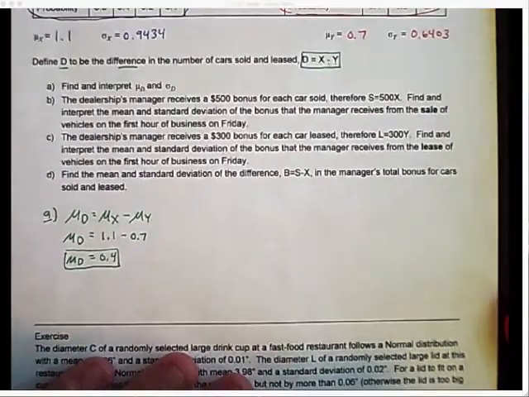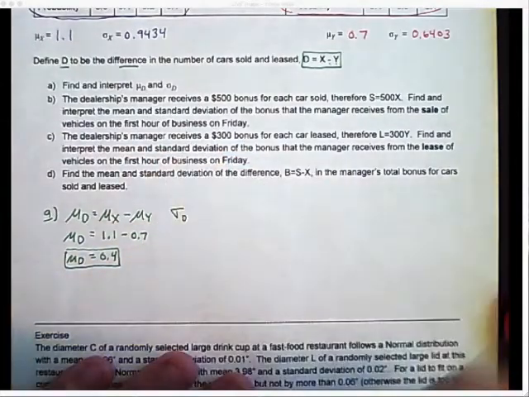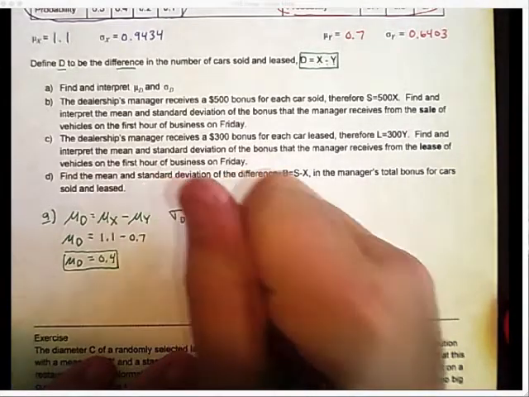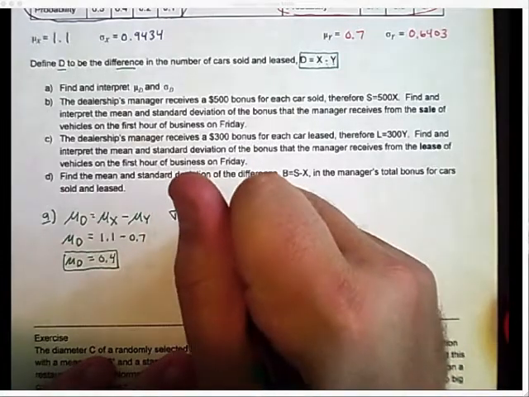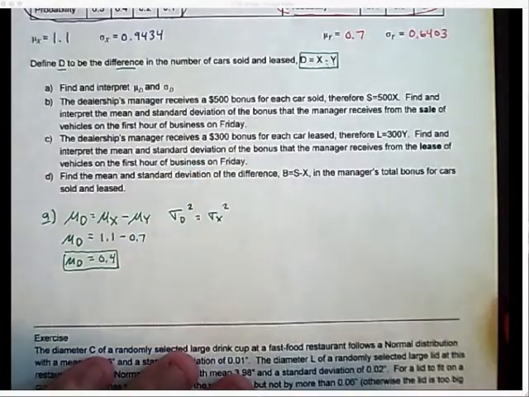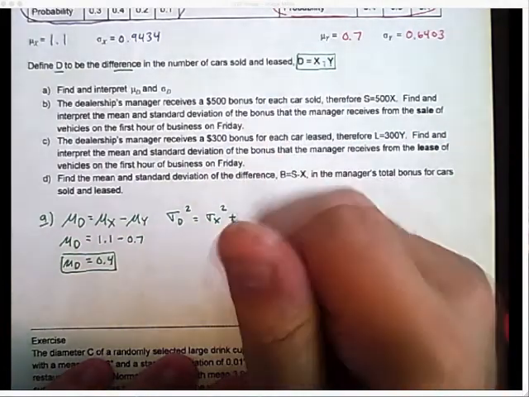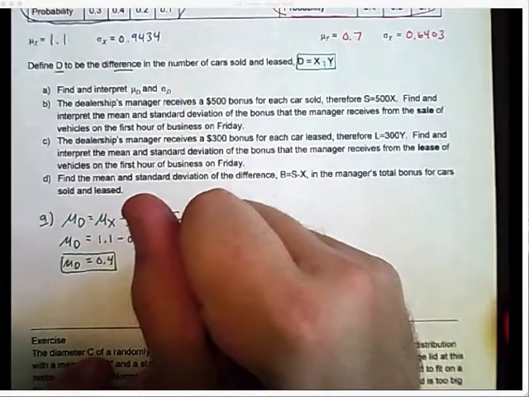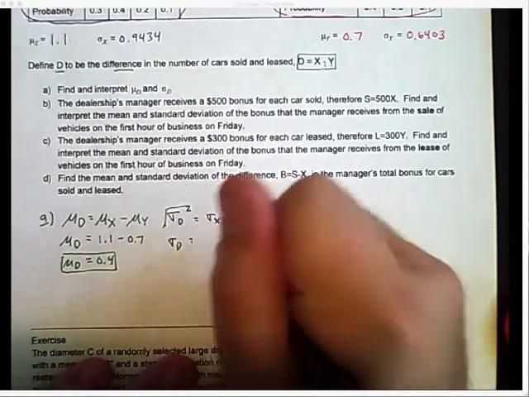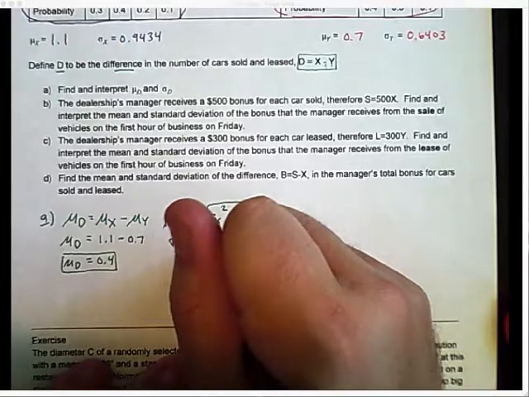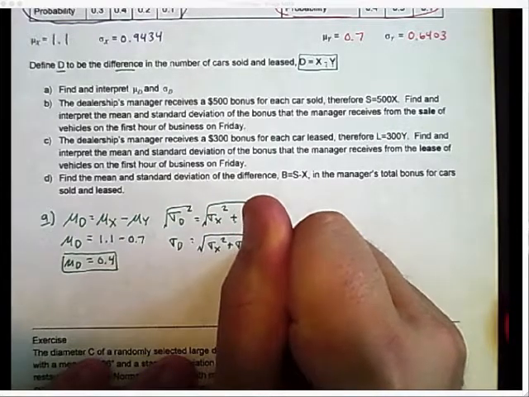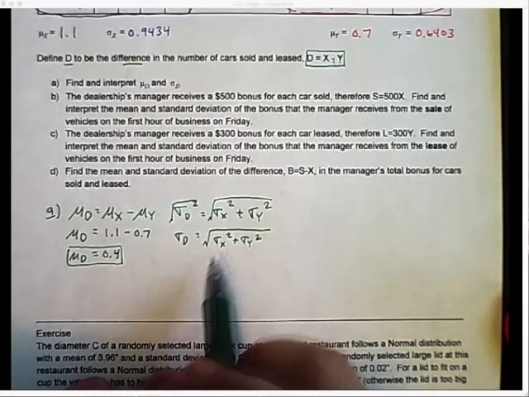Now it's also asking me to find sigma sub D, the standard deviation of the difference. Before I can find that, I have to find the variance. So how am I going to do that? Well, I have to take the variance from X, and it's always plus. Even if this is a minus, that's always a plus. We always add variances. So to figure out what sigma sub D would equal, you would have to take the square root of both sides. So that would be the square root of sigma x squared plus sigma y squared. Don't try to break these up individually. You're not allowed to do that.